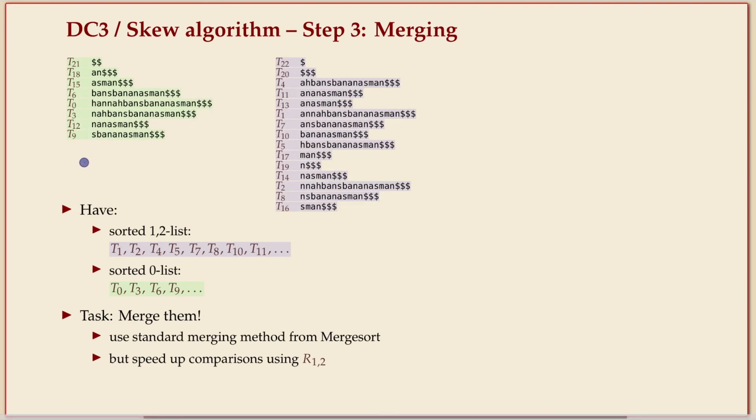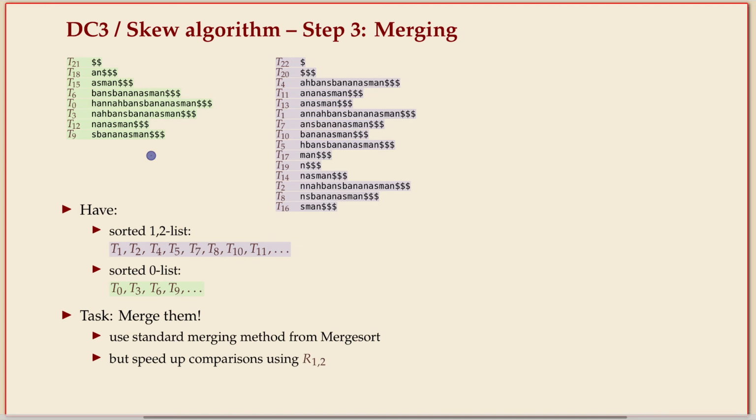If not, let's look at the second non-recursive step, step 3. Assume we have R0 and R12, which is effectively giving us the sorted order of these green and blue suffixes. I have these separate now at the moment. The green ones are those that start at multiples of 3. The blue ones are those that start at an index not a multiple of 3. And we'd like to merge these 2 sorted lists.